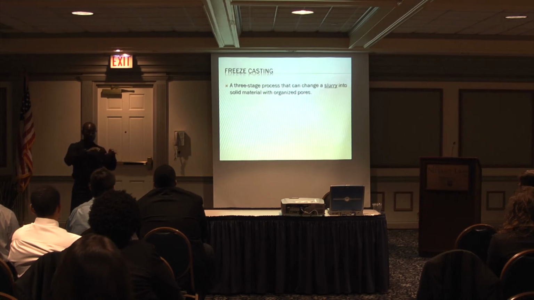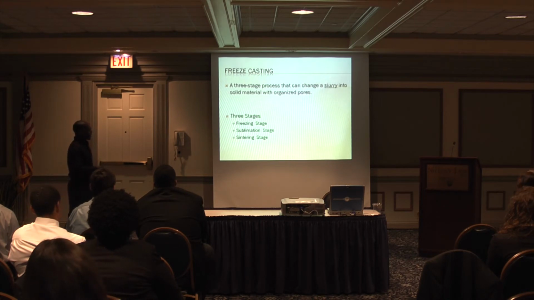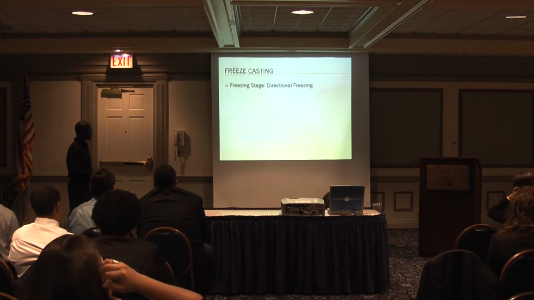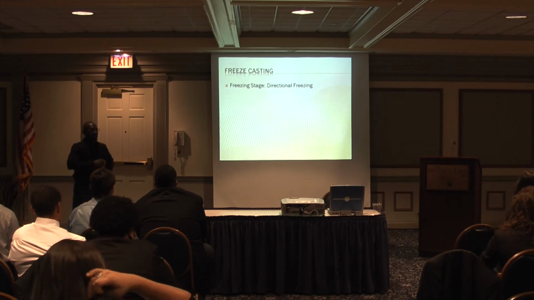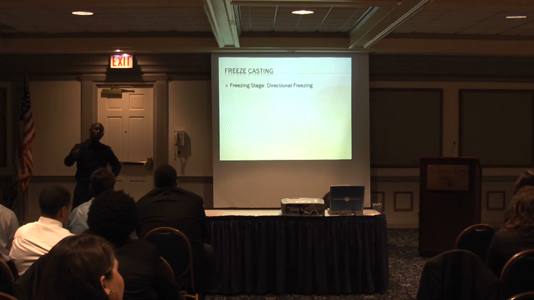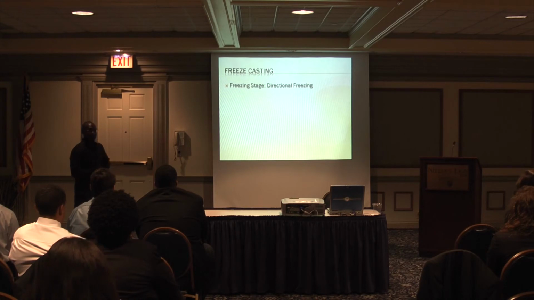Those particles that I've mentioned are what we want our electrodes to be made out of, because eventually that solvent will disappear, and we'll talk about that momentarily. The 3 stages of freeze casting are the freezing stage, sublimation stage, and the sintering stage. Now, each of those stages has specific conditions that need to be met in order for this process to work properly. In our freezing stage, that specific condition is directional freezing.